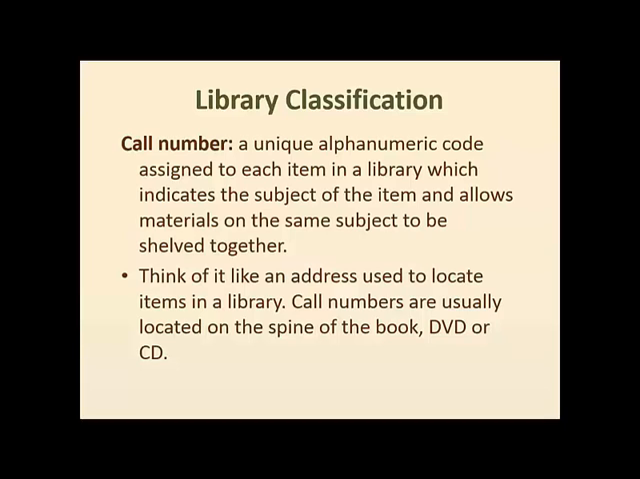Library classification. Call numbers, which are those funny looking labels on the spines of books and other items, are unique alphanumeric codes that are assigned to each item in a library which indicates the subject of the item and allows materials on the same subject to be shelved together. Think of it like an address used to locate items in a library. Call numbers are usually located on the spine of the book, DVD, or CD.